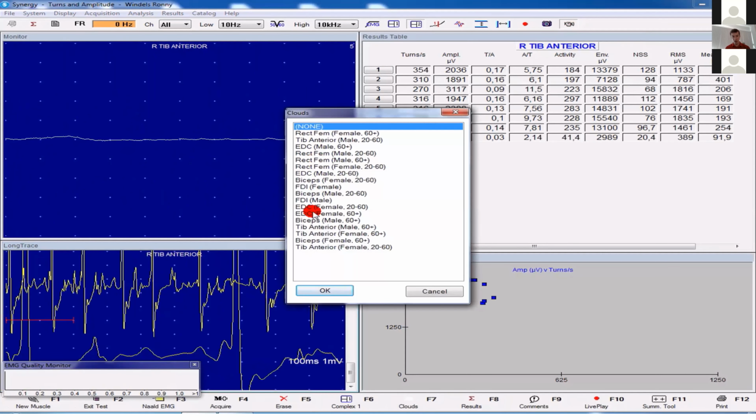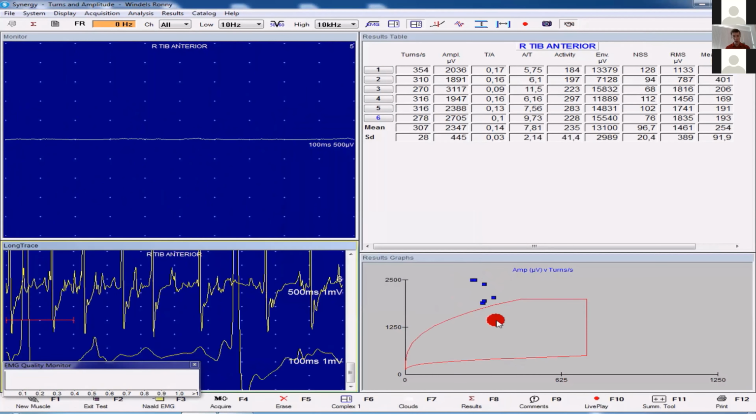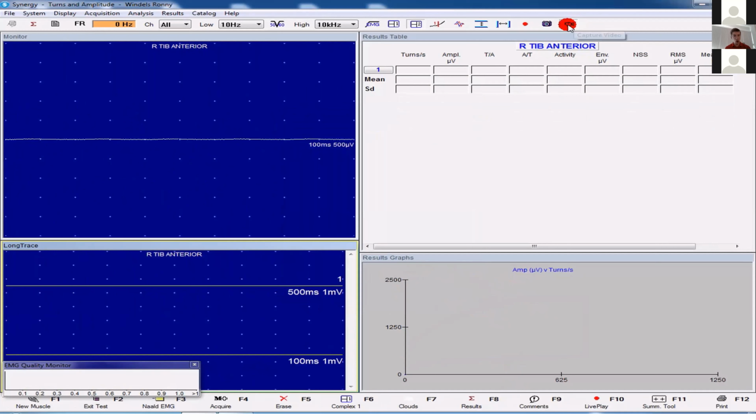The cloud is specific for age and specific for gender. Okay, we see all the dots outside the cloud, which is typical for a neurogenic condition. So this is a semi-quantitative analysis of a normal contraction pattern giving rise to a neurogenic condition.